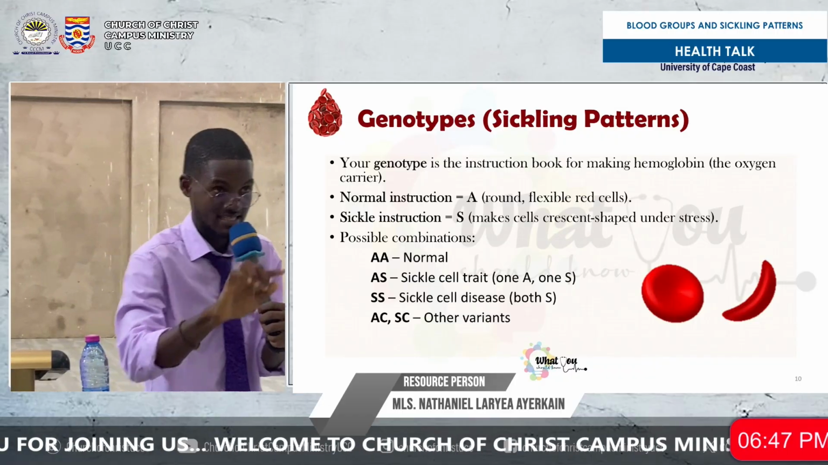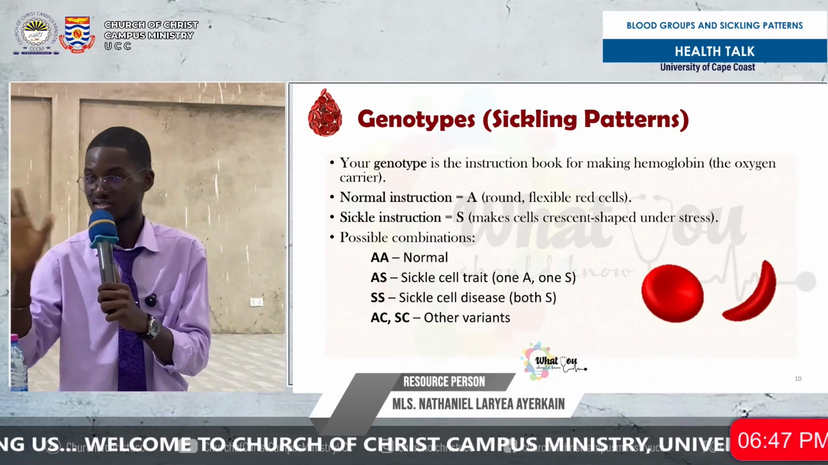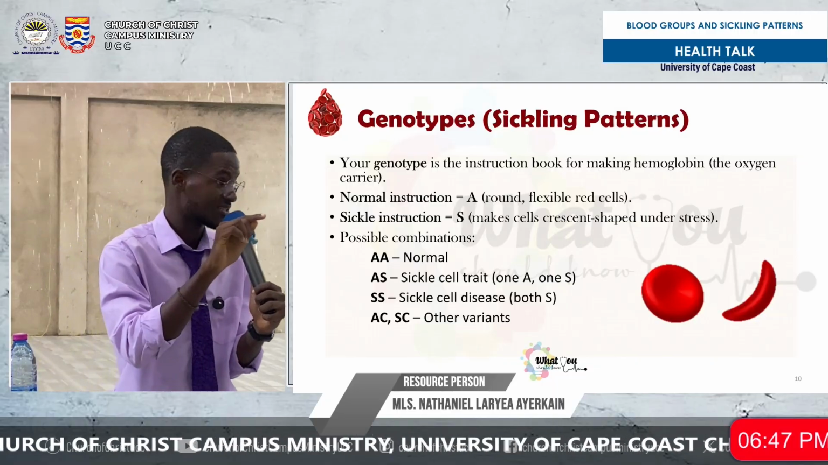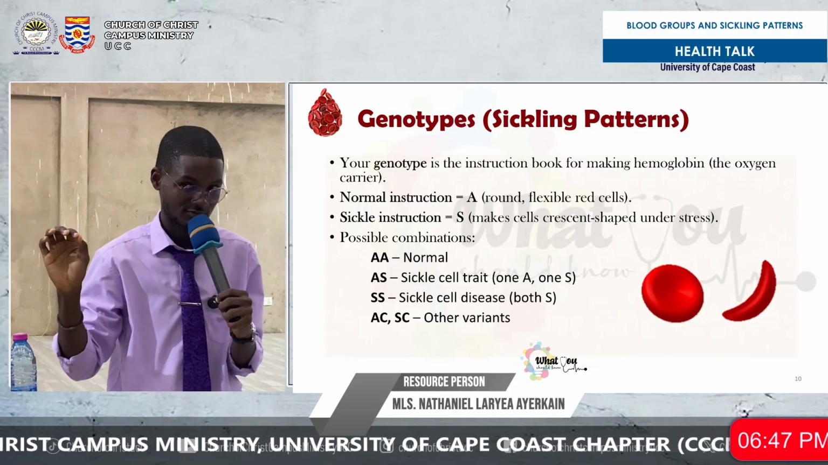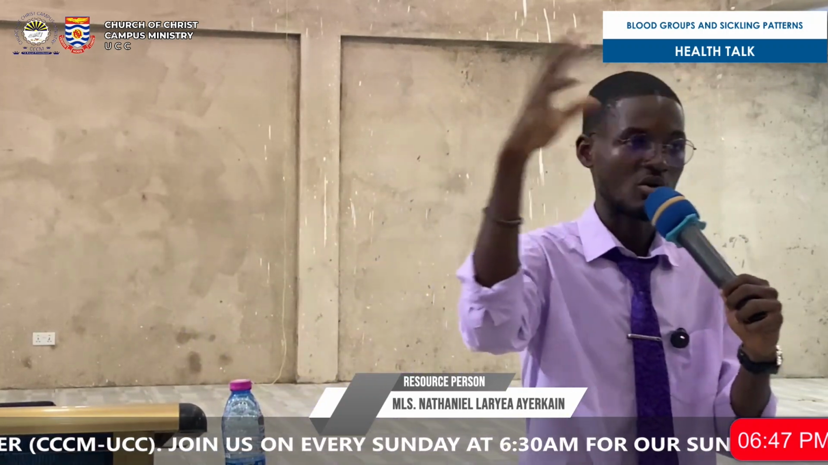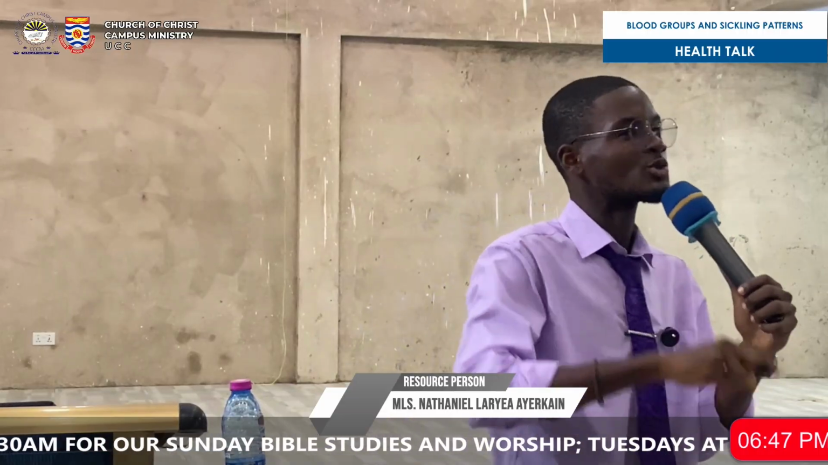Hemoglobin C is not sickle cell. If you are AC, you are not sickle cell. Hemoglobin C is just another genetic variant of hemoglobin A, right? And it is very, very popular. It is common in West Africa: Ghana, Senegal, Burkina Faso, Mali. If you go, you see a lot of people with hemoglobin AC. It's normal, right?